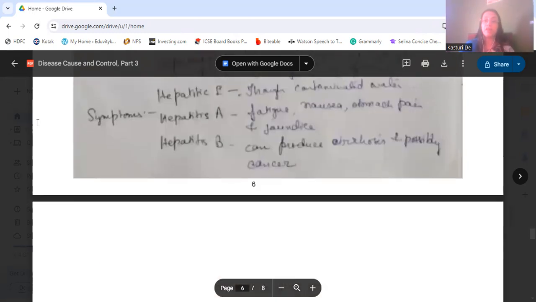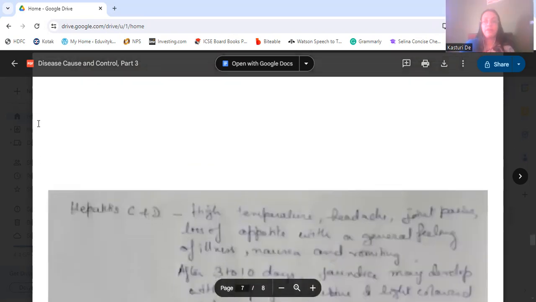Now the symptoms of hepatitis A, they have general symptoms of hepatitis, that is fatigue, nausea, stomach pain, vomiting, jaundice. So hepatitis A has fatigue, nausea, stomach pain, jaundice. Hepatitis B can produce cirrhosis of the liver and even possibly cancer.